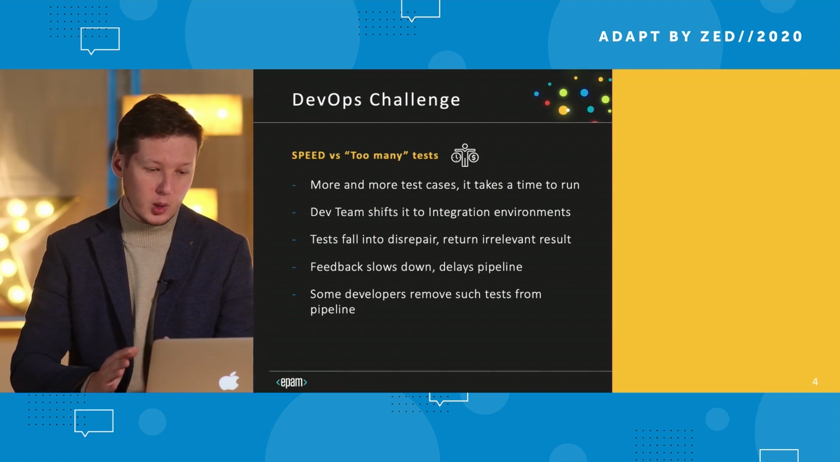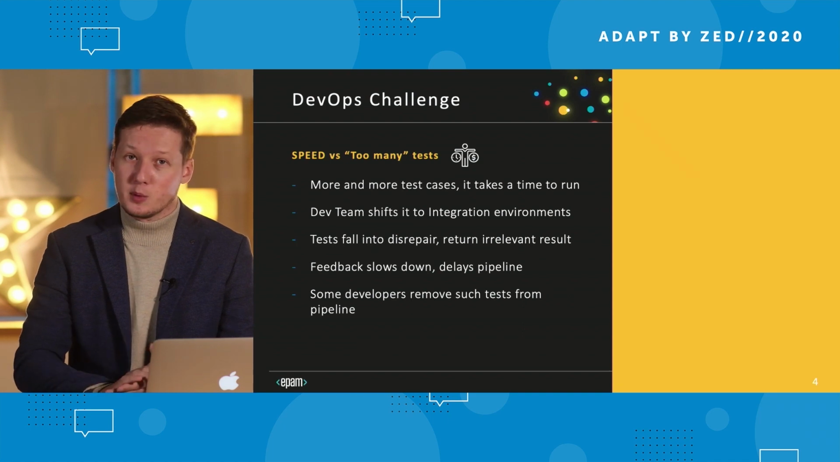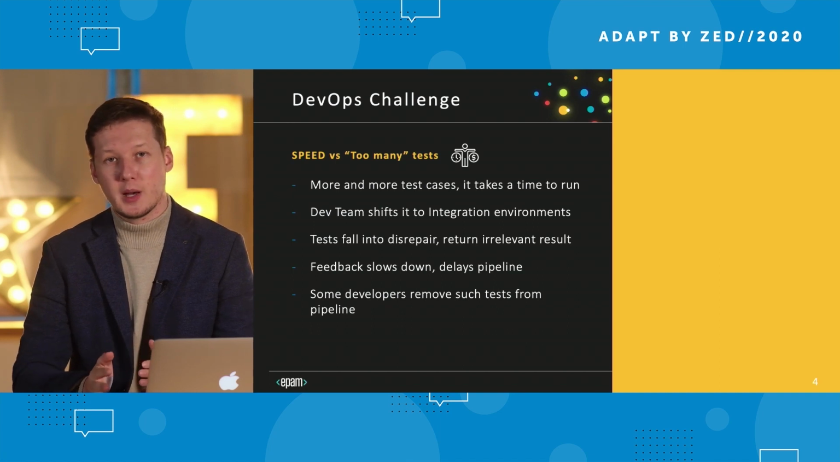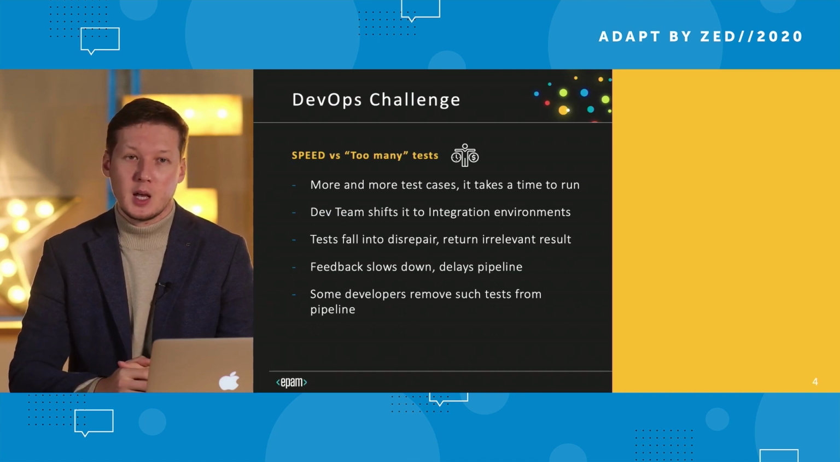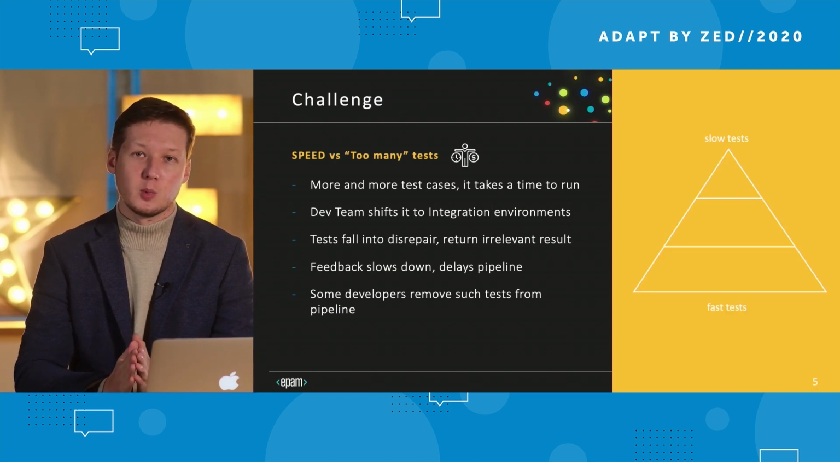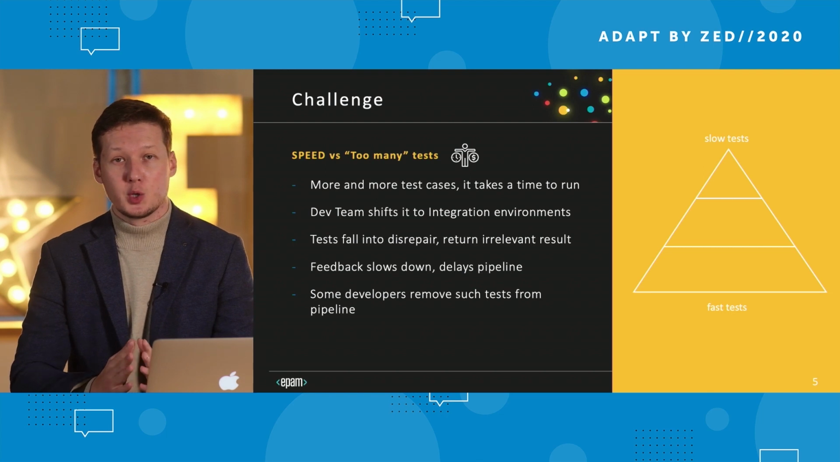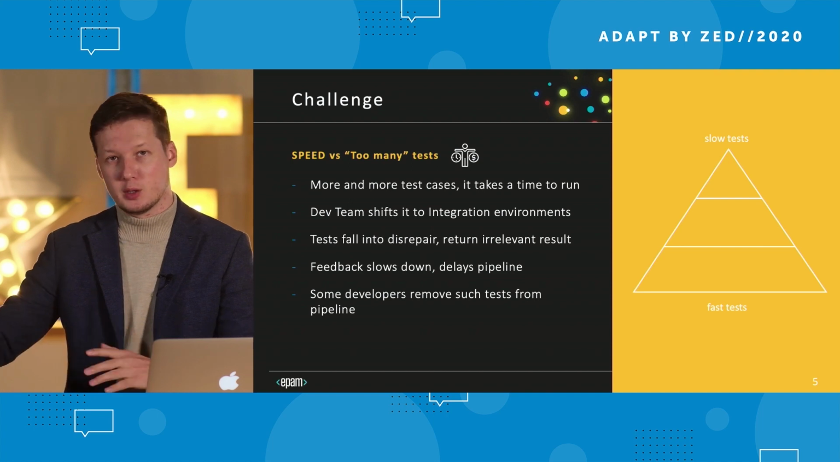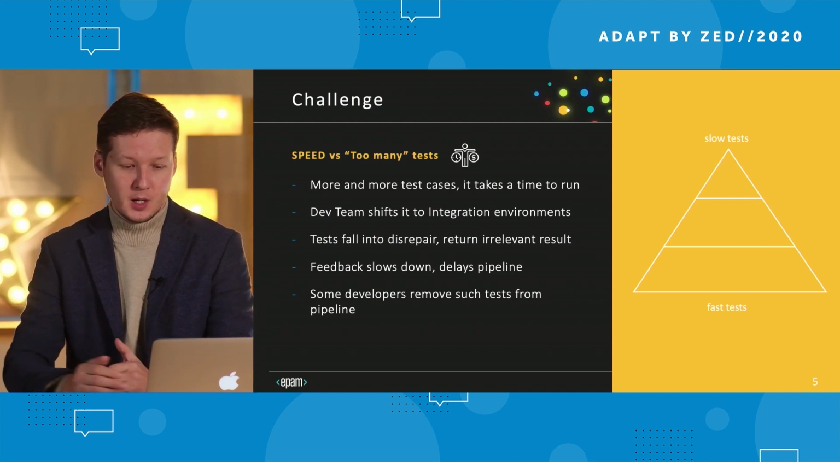In the worst situation, some of the developers just decide to remove such test cases out of the pipeline, because they give slow feedback, the feedback is irrelevant, and nobody can trust it. The most common and most known approach is the testing pyramid, which asks you to run the fastest test cases with the highest priority and leave the longest test cases for the end.